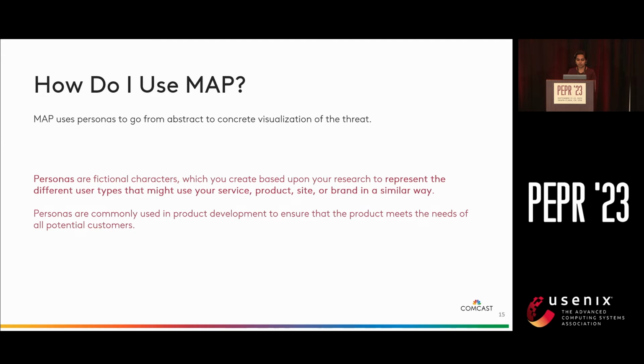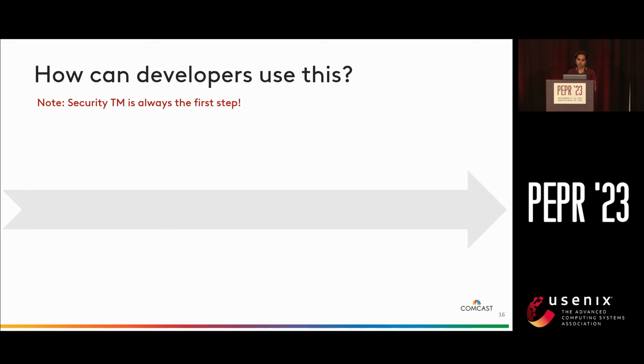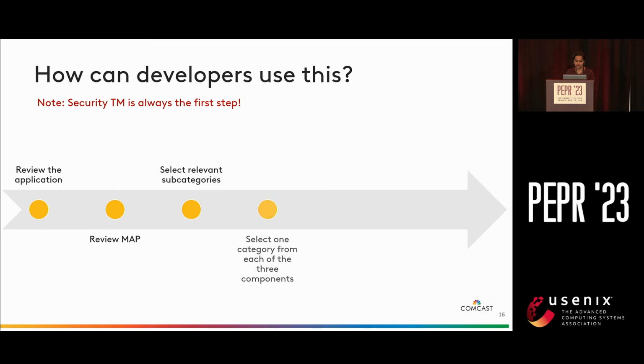So how do I use MAPS? MAPS uses personas to go from abstract to concrete visualization of threats, and personas are something that developers are usually familiar with. Practically, security threat models are usually the first step that they complete, and then they review the application. Whatever application they want to threat model, they review it, review the MAPS categories, and select relevant subcategories. For example, if it's not a customer-facing application, that is a threat actor they wouldn't consider.